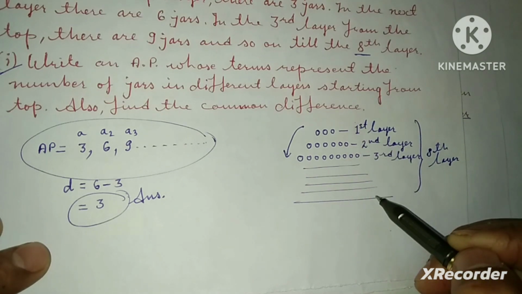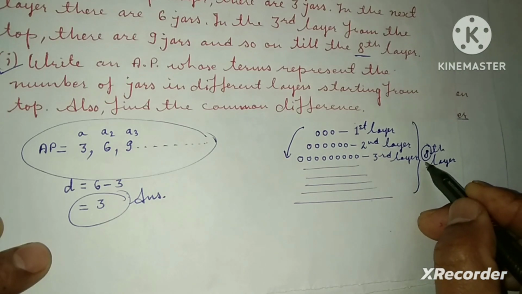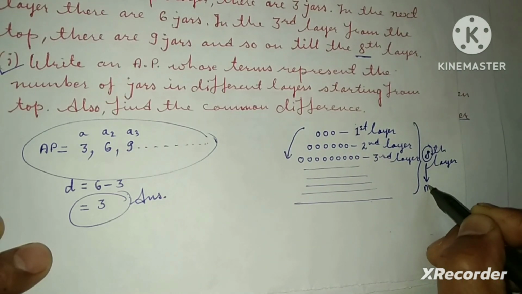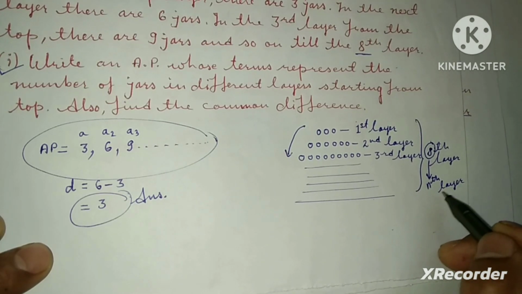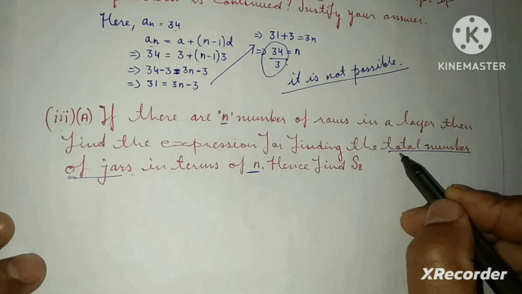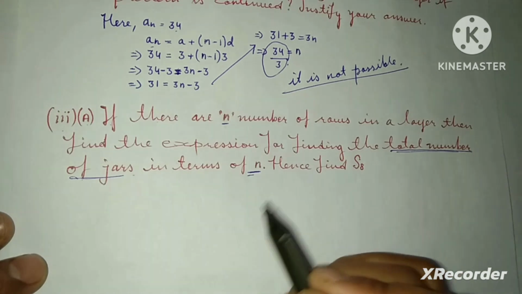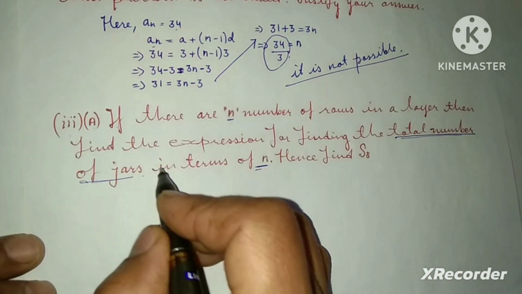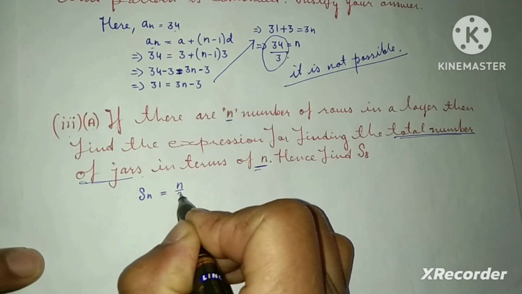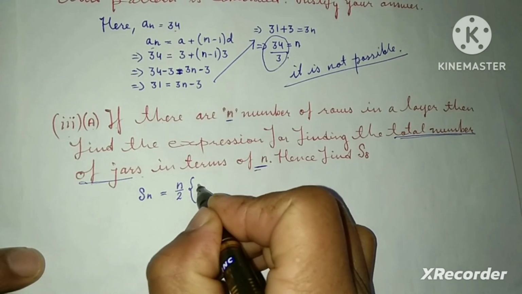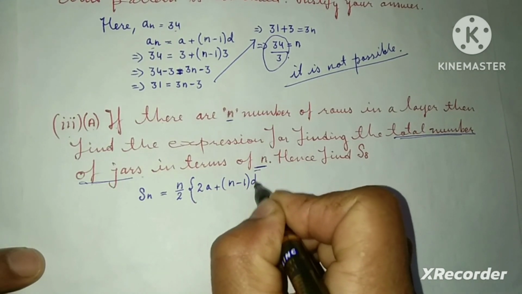from the top layer glass jars are arranged up to the 8th layer. Okay, now according to this question, instead of the 8th layer we have to assume the nth layer. In doing so, what will be the expression to find the total number of jars, which we have to find in terms of n? Okay, so we have Sn equal to n by 2 into 2a plus n minus 1 d.